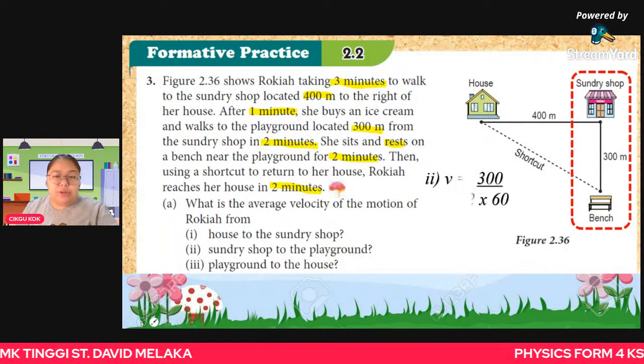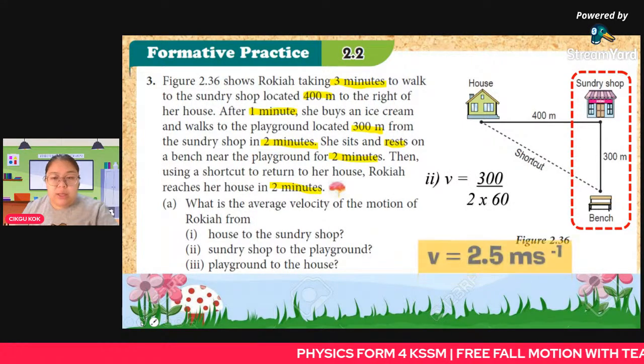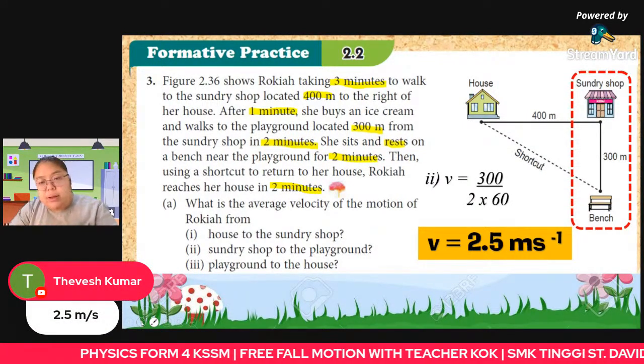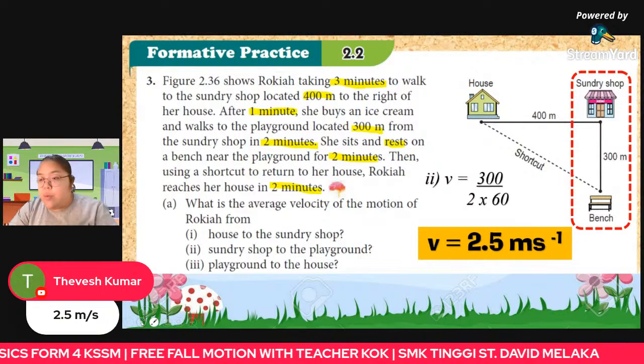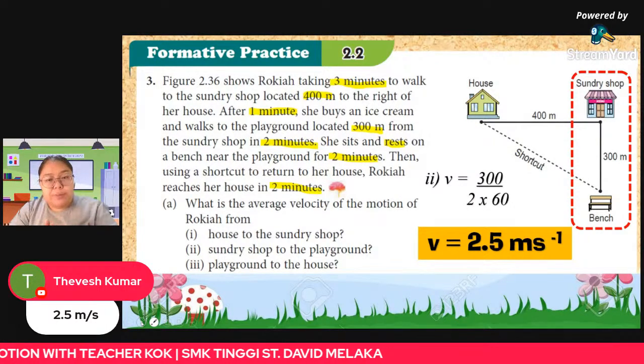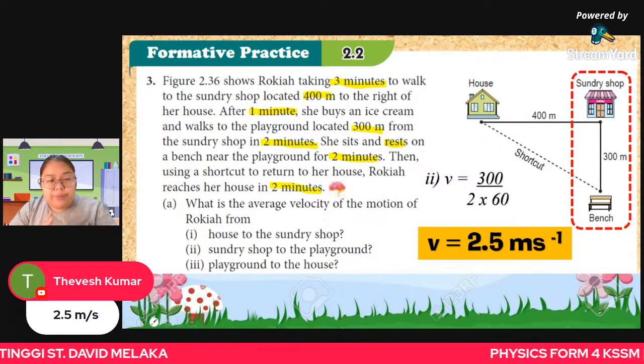Now we go to check. 300 over 120. Yeah, correct. The rest, your answer should be correct. 2.5 m s negative 1. So this one is the average velocity from the sundry shop to the playground.